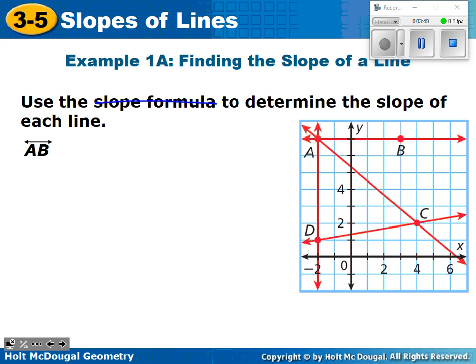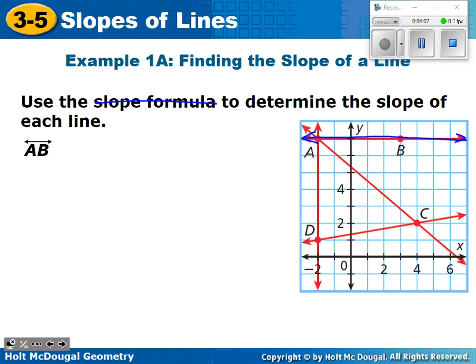Look at AB. What kind of line is AB here? Okay, it doesn't cross the x-axis, but what do we call lines that look like this? Horizontal, right? It's a horizontal line. What kind of line is a line that looks like this? Vertical. Okay, horizontal lines and vertical lines have special characteristics.